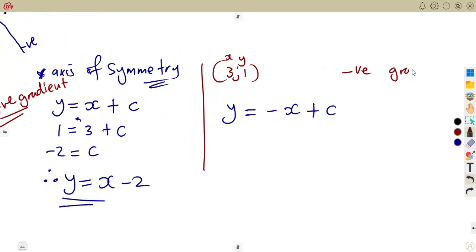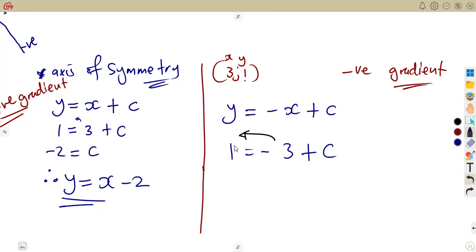So for the one with a negative gradient, we said our equation is going to be like this. So we need the value of c again, just like the previous case. When y is 1, x is what? 3. So that's minus 3 plus c. So we can take this to the other side, it becomes a positive. That's 1 plus 3, which is 4. So 4 is equal to c. So therefore, our equation is going to be given as y is equal to minus x plus 4 for the one that has got a negative gradient.